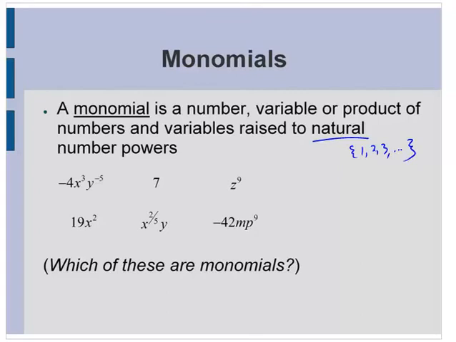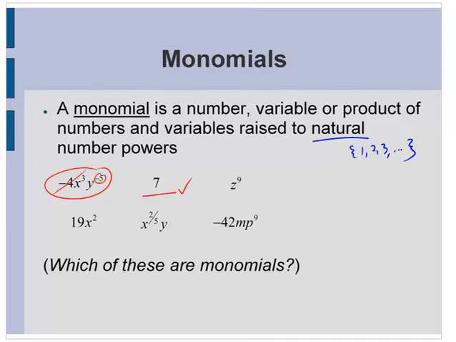So I've got some terms here. Which of them are also monomials? So is it a number, a variable, or a product of numbers and variables raised to natural number powers? Basically, if we see any non-natural numbers as exponents on variables, it is not a monomial. This is not a monomial because it had a y to the negative fifth power.